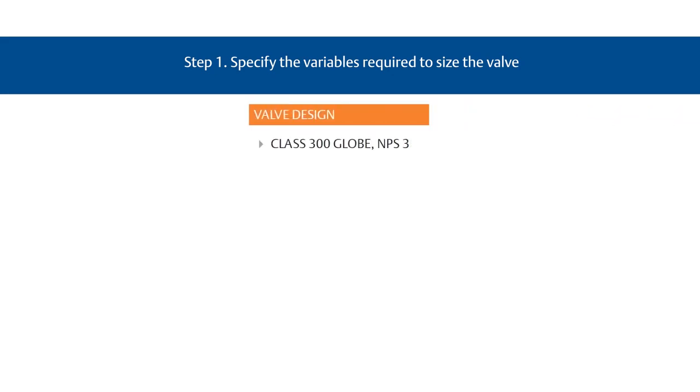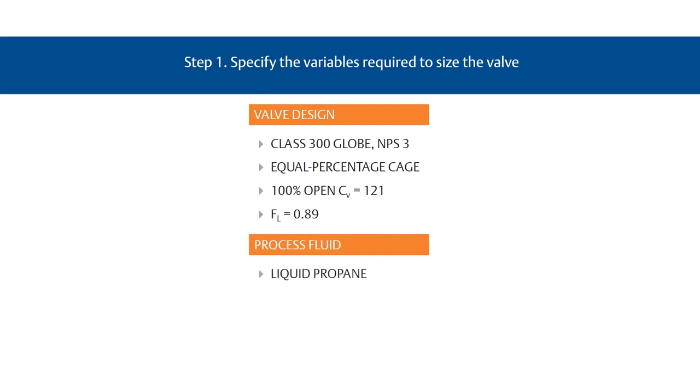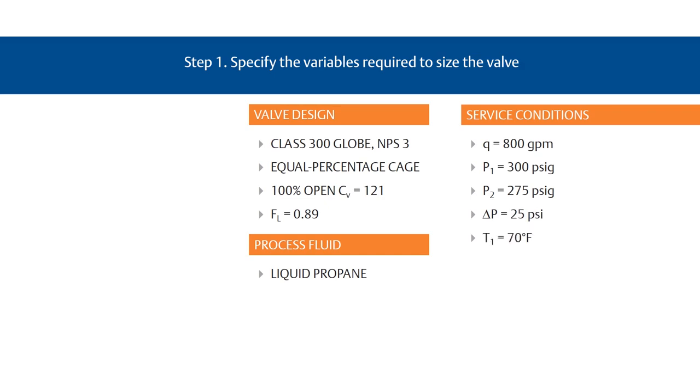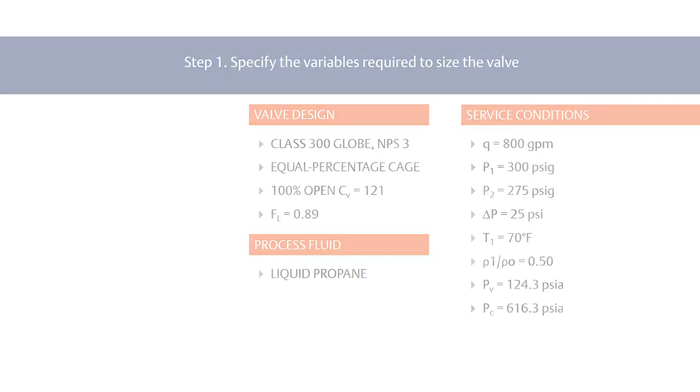The desired valve design is a Class 300 globe valve with an assumed size of 3 inches and an equal percentage cage. We'll assume standard concentric reducers will be used to install the valve into the line. This valve has a 100% open flow coefficient, or CV, of 121 with a liquid pressure recovery factor, or F sub L, of 0.89. The process fluid is liquid propane, and the service conditions are shown. We'll keep these conditions on screen throughout for reference.